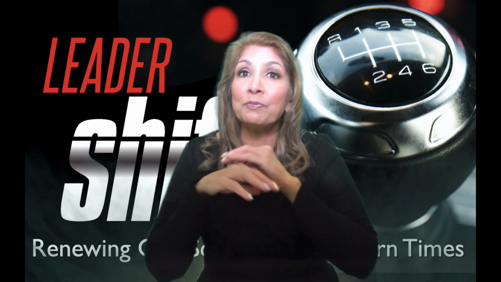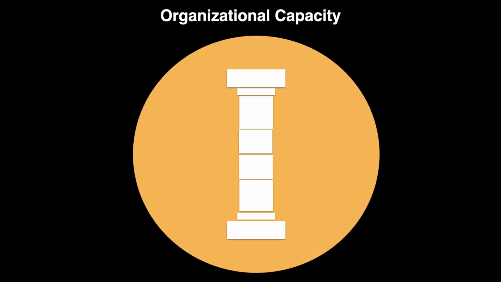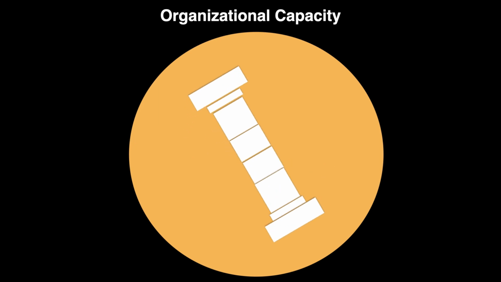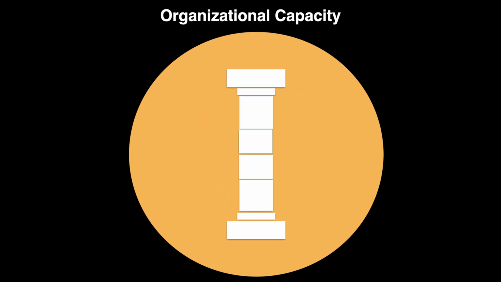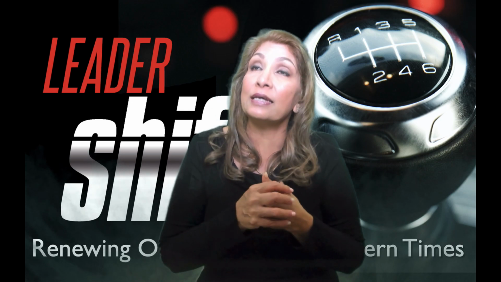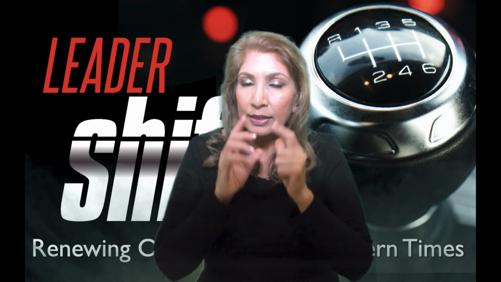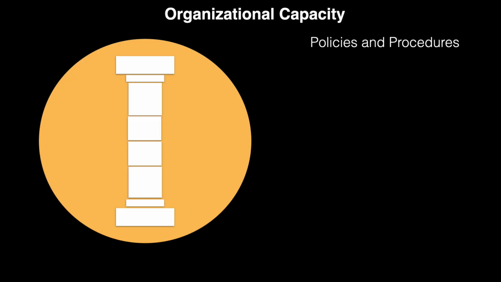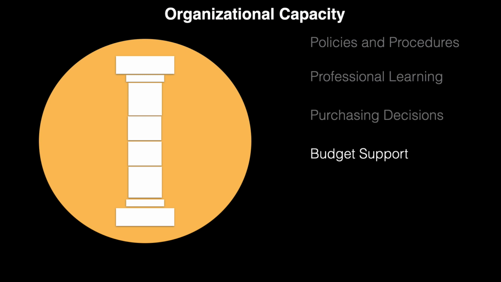Pillar 3 represents organizational capacity. This pillar examines the current ability of the organization to support changes in learning environments. The elements include policies and procedures, professional learning, purchasing decisions, and budgetary support.